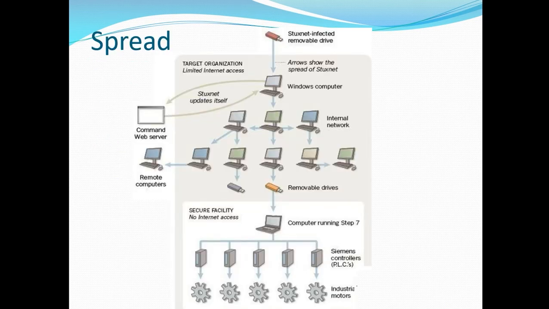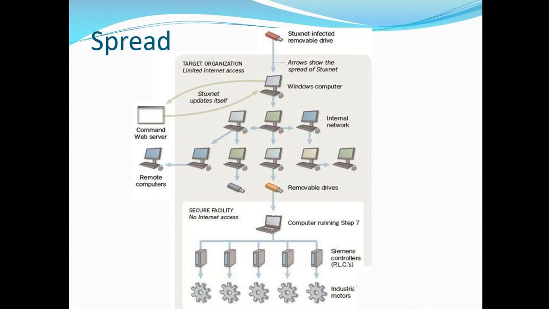Experts who have disassembled the code of Stuxnet malware say it was designed to target a specific configuration of computers and industrial controllers, likely those of the Natanz nuclear facility in Iran. So, here are the steps. Initial infection: Stuxnet can enter an organization through an infected removable drive.